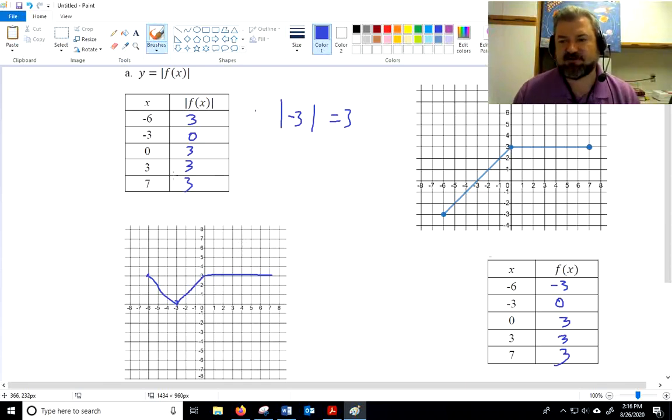So what did the absolute value on the outside do? It took what was here and flipped it over there. So everything below the x-axis gets flipped up on top, okay? All right, let's take a look at what happens now when the absolute value is on the inside.